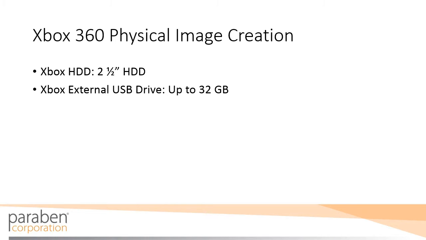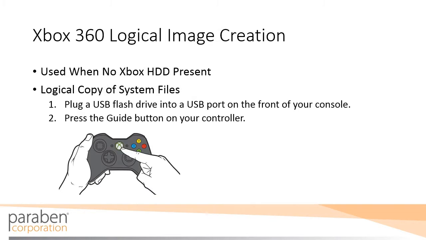For Xbox external USB drive storage, these can be formatted for Xbox file systems, and they can only contain up to 32 gigs of data. So if you're going to create a logical image of data from Xbox 360s, you're going to do that with a USB drive that is 32 gigabytes in size, at least, and we're going to format it using the Xbox. So let me walk you through that process.